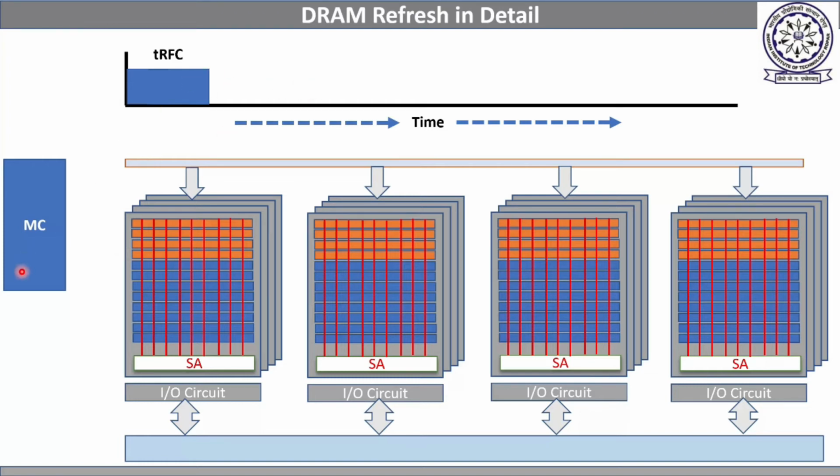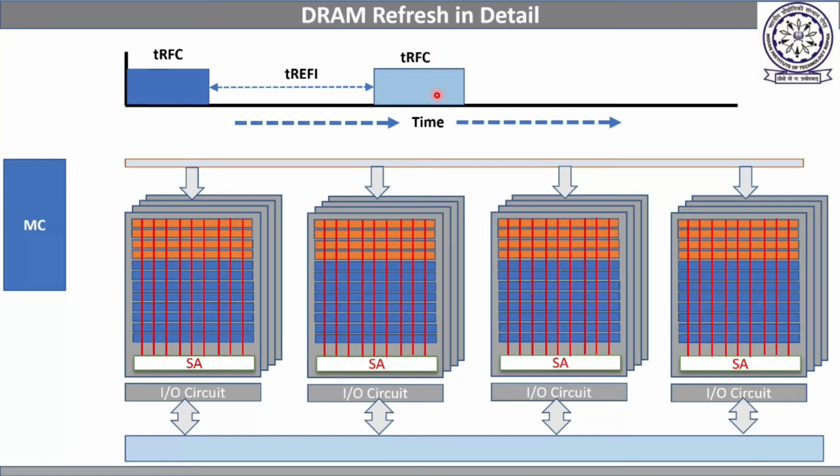How will the memory controller count this? To count this refresh interval, there should be a counter here. There should be one counter here for each rank. For this particular rank, there will be a counter here. This counter is called the refresh interval counter. Based on this refresh interval counter, it will count this time, and after this time, it will send the second refresh command.